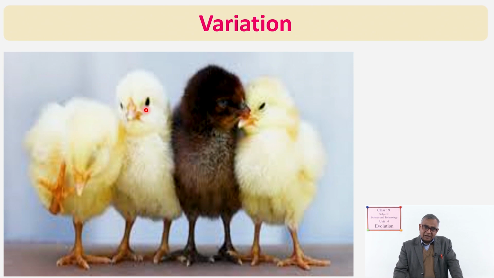Here also you can compare the color of the beak. Not only that, see the color of the legs. So that is different too. If you really have such organisms in front of you, you can find out these differences. So not only are black and white different, but these two white chicks are also different from each other.